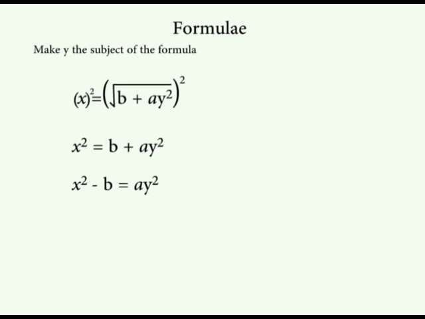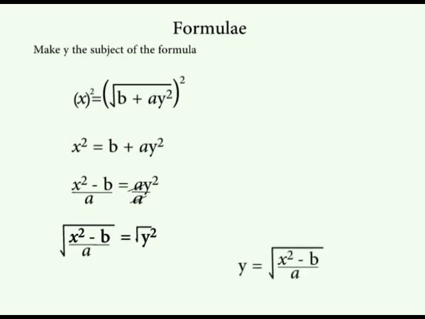Then we divide both sides by A to remain with Y². And we shall have (X² - B)/A = Y². Finally, find the square root of both sides, and we shall have Y = √((X² - B)/A), the square root of the whole.